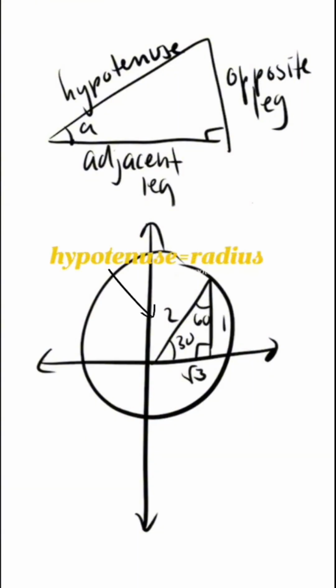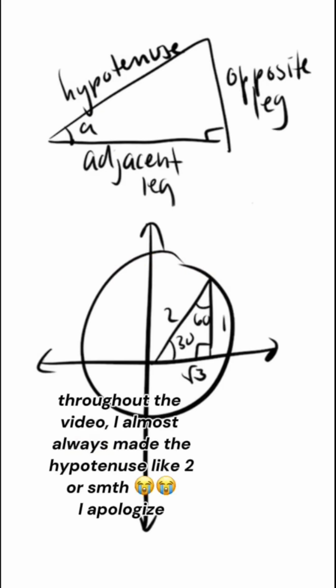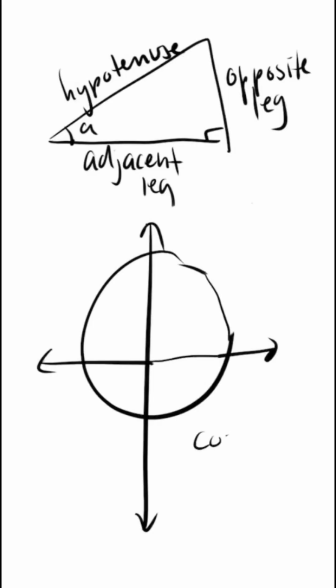Well, the hypotenuse is actually the radius of the circle, and so it should be 1 instead of 2. Then we need to still follow the ratio, and so the legs 1 and square root 3 must also be divided by 2 as well. But what about angles that extend beyond the first quadrant, like cosine of 120 degrees?